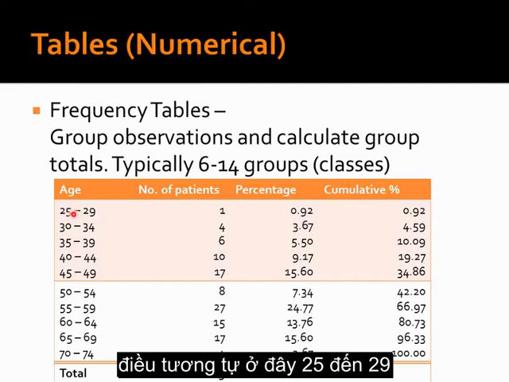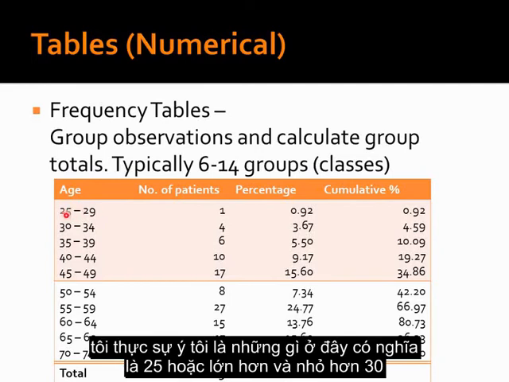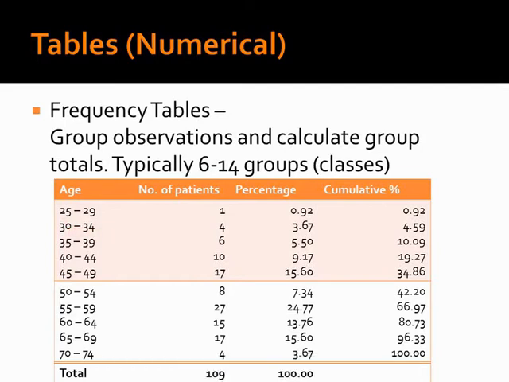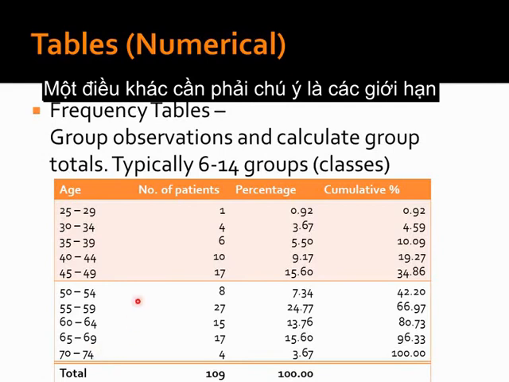Same thing here, 25 to 29. What I really mean here is 25 or larger and less than 30, and it's 30 or larger to less than 35, and so on and so forth. One other thing to note, be careful about open-ended limits.